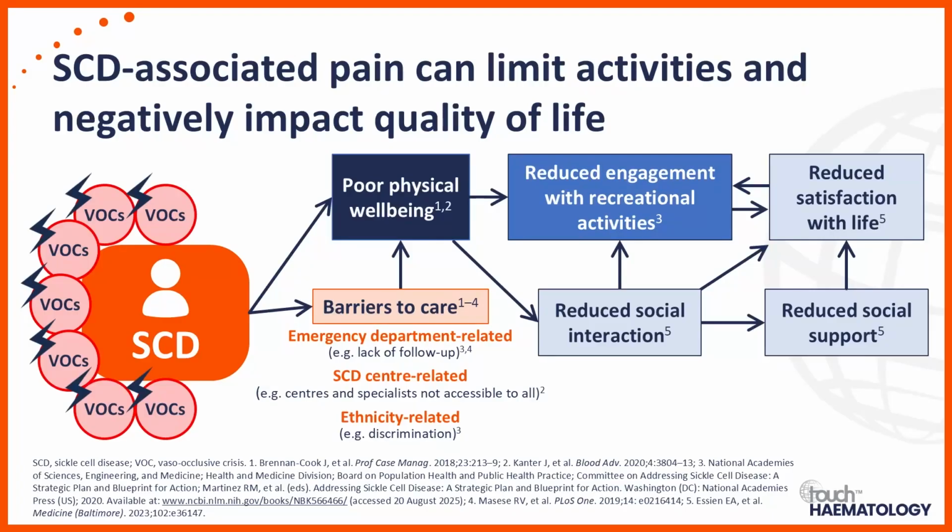The complexity, the biocomplexity of sickle cell disease, as well as the chronic organ damage. There is a cumulative effect of the different acute vaso-occlusive crises. This definitely negatively impacts patients on both physical well-being, but also on psychological and social state. Indeed, poor physical well-being results in reduced engagement of patients, for example, in recreational activities, but also in social interaction, in social support, with a final negative effect on reduced satisfaction with life of patients with sickle cell disease.